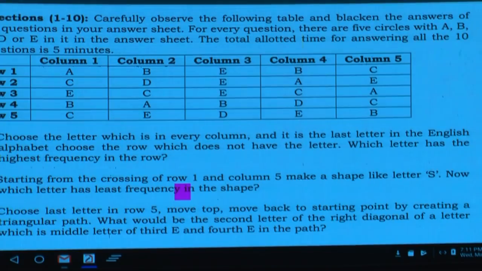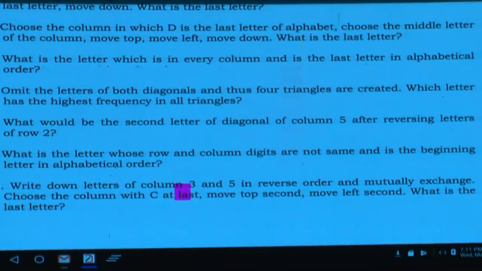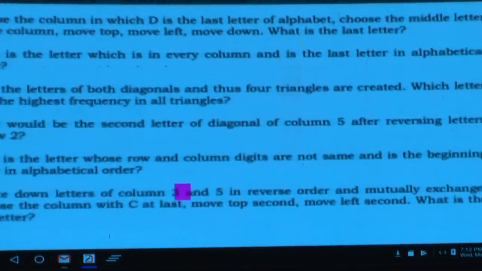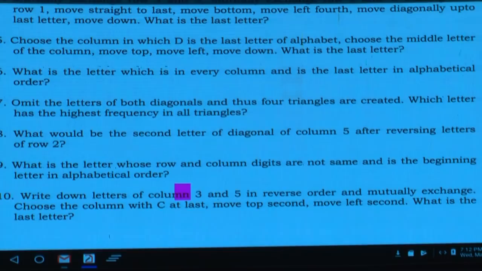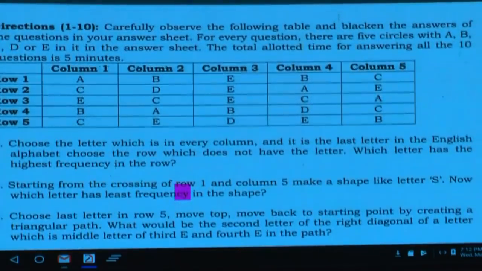Then question number 8. In this question number 8, what would be the second letter of the diagonal of column 5 after reversing the letters of row 2? After reversing the letters of row 2, all the elements in row 2 have to be reversed. What does reversing mean? The first element will go to the last place, and the last element comes to the first place. And the second letter of the diagonal of column 5. What is the column 5 diagonal? This is the column 5 diagonal.